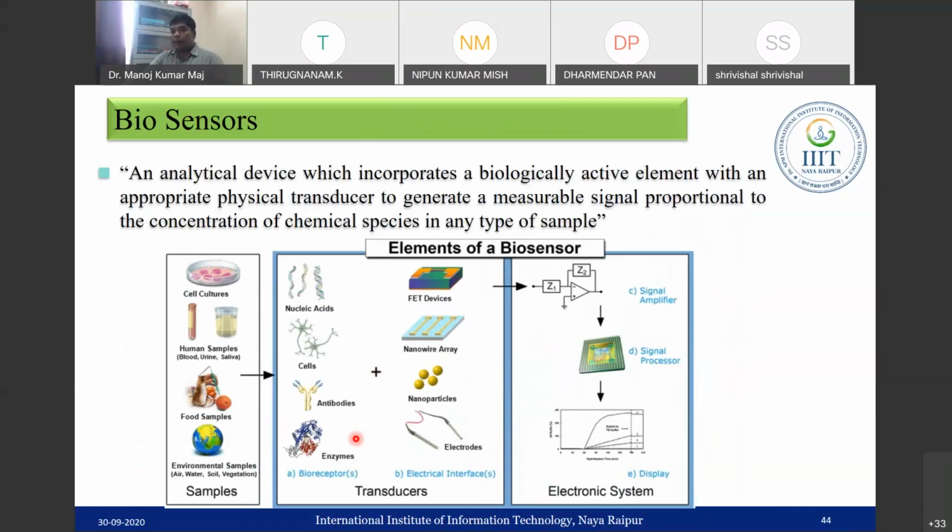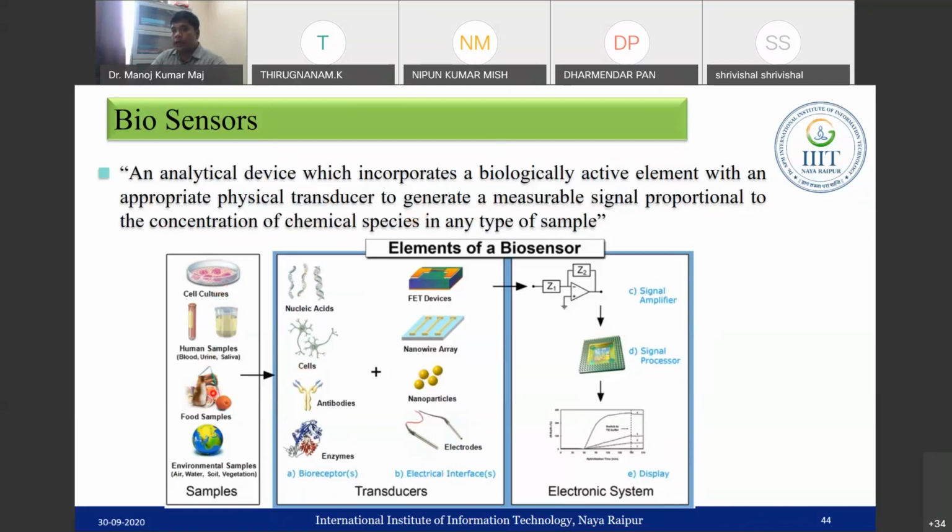So this can be the biosensor. Biosensors can be used like a cell-like structure. This is an analytical device that incorporates a biologically active element with an appropriate physical transducer to generate a measurable signal proportional to the concentration of chemical species in any type of sample. Mainly we use this kind of nanomaterial as a device compatible with the chemical properties of our medicine, or with our medical instruments.